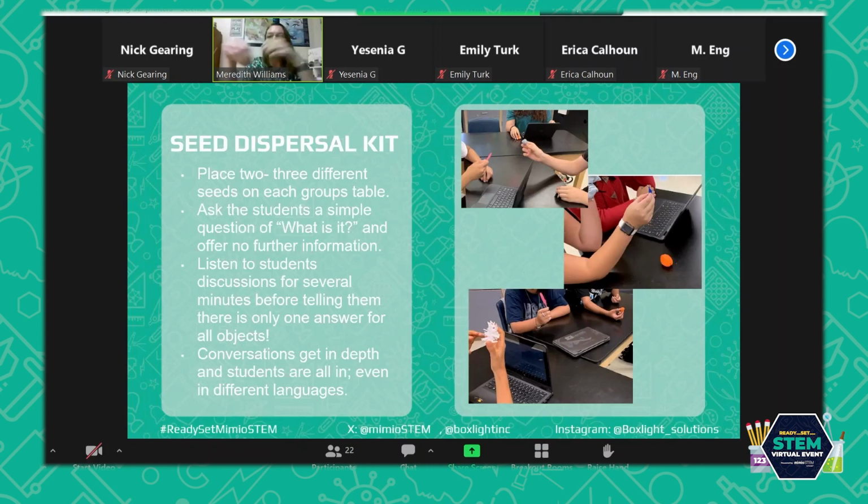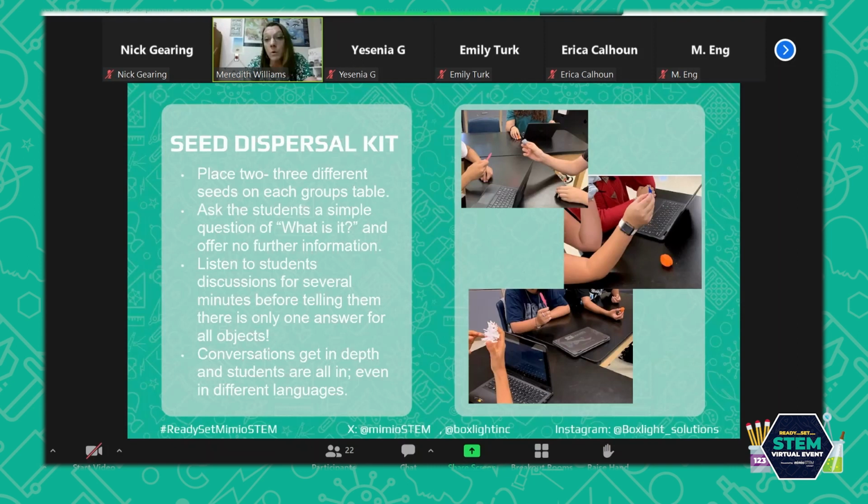So even though they have different ones on their table, they have to come up with what is it. They think it's bacteria, or they think it's something that lives in the ocean. They think it's plankton. They think it's coral. So we get a lot of different things, but nobody ever guesses seeds right off the bat. I listen to the students' discussions and they get into it and they fight over it. Like, no, it can't be this. And they give me the reasons as to why.